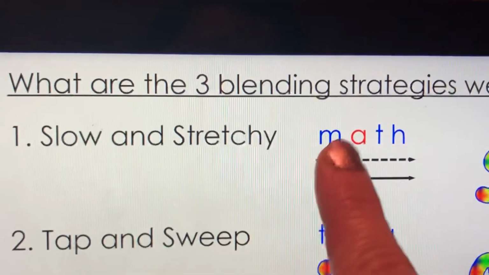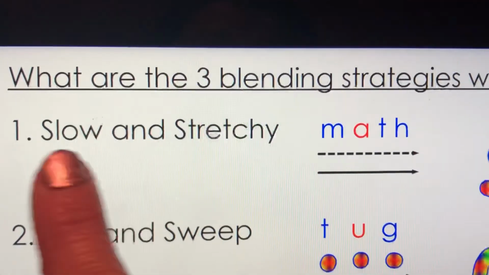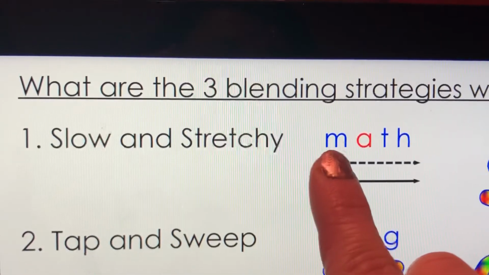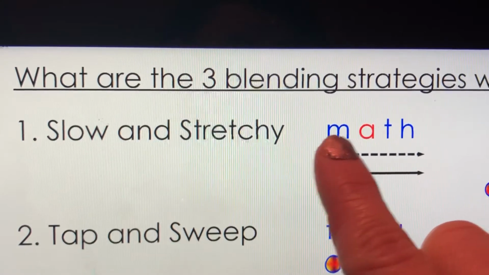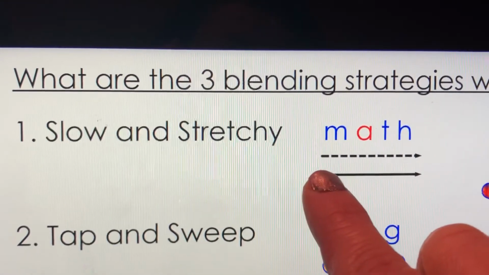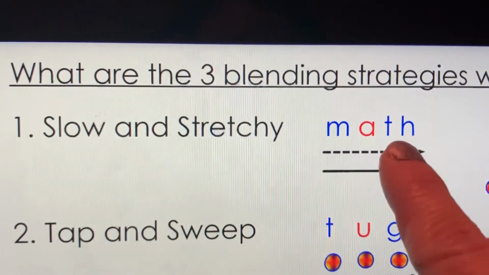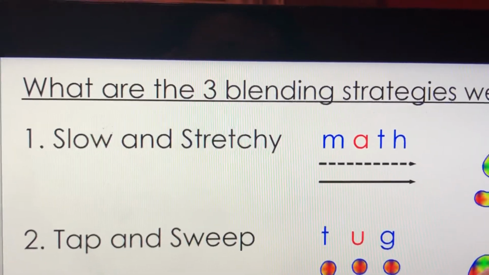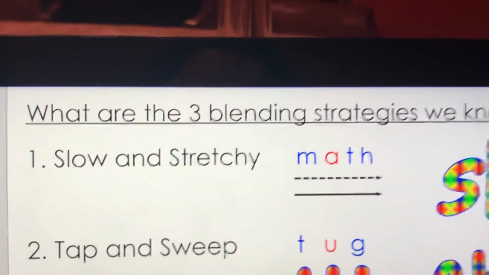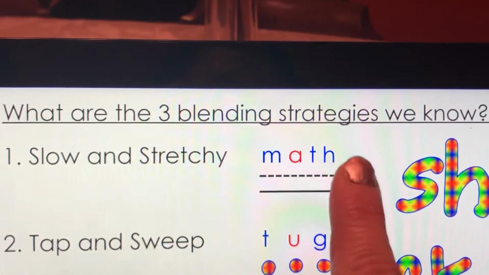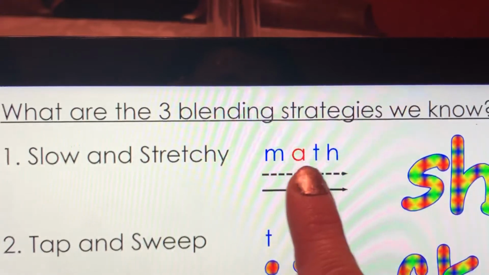Well, did you do it? Did you pause in between? Because if you did, that's not slow and stretchy. Slow and stretchy, your sounds continue right from one into the next, like this. Mmaa. Notice how my voice does not turn off in between. Math. Okay, so if you did it like that, give yourself a thumbs up. Okay, so that is slow and stretchy, and that's a great blending strategy because it makes it really easy to hear each of the sounds as you stretch them out and you slide your finger underneath.